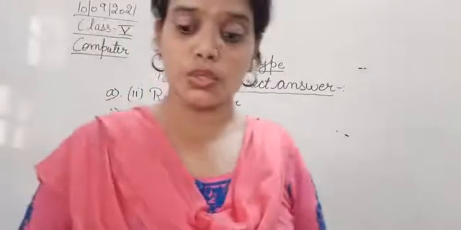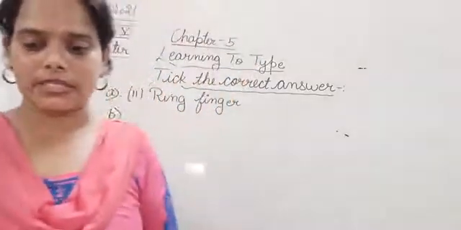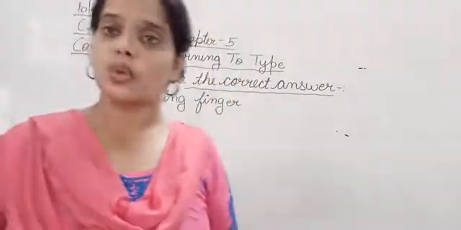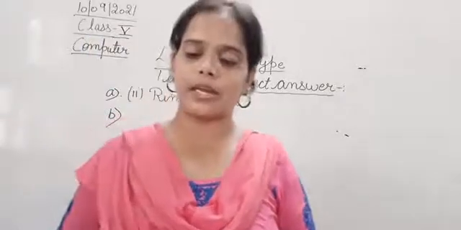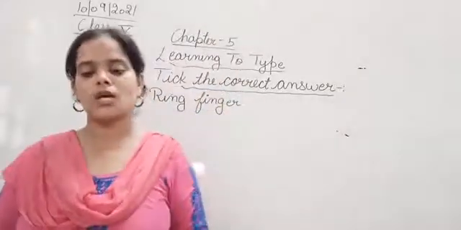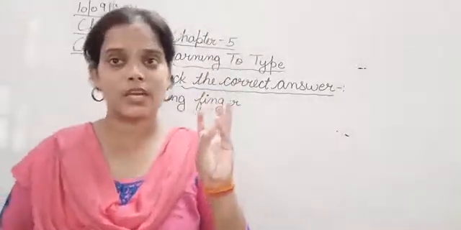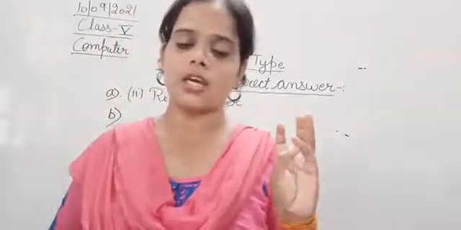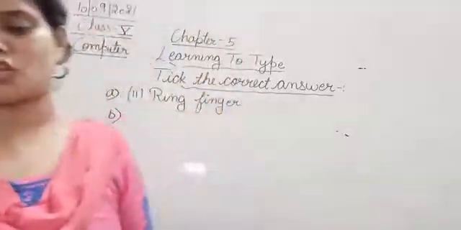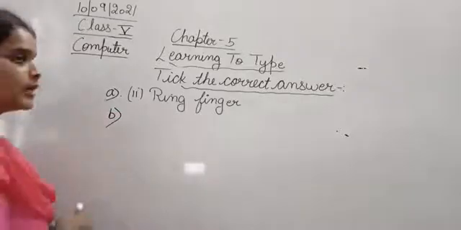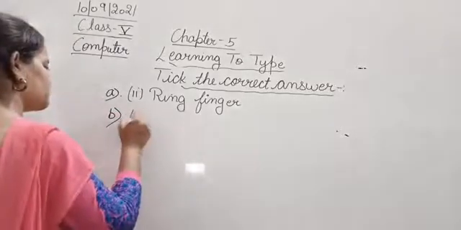Which finger is used to type the characters A, Q and Z? So, which finger will we use to type A, Q and Z? We will use the little finger of our left hand. So the answer is again option number 2, that is little finger.